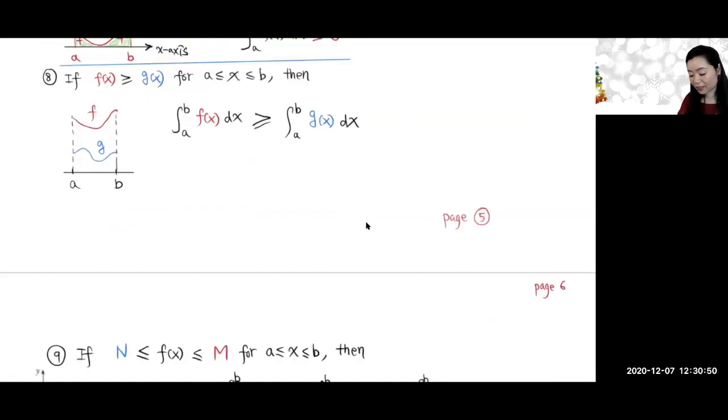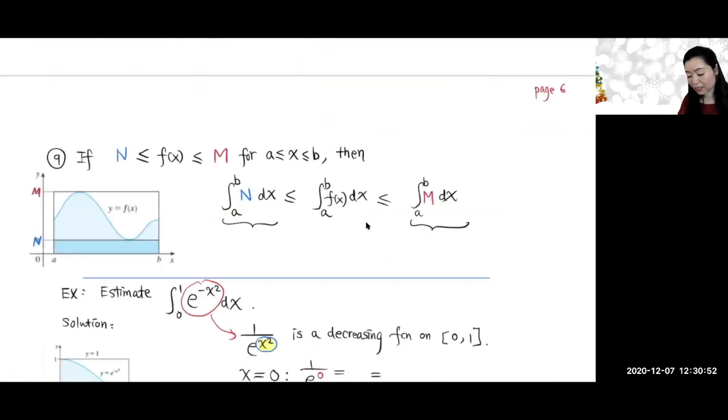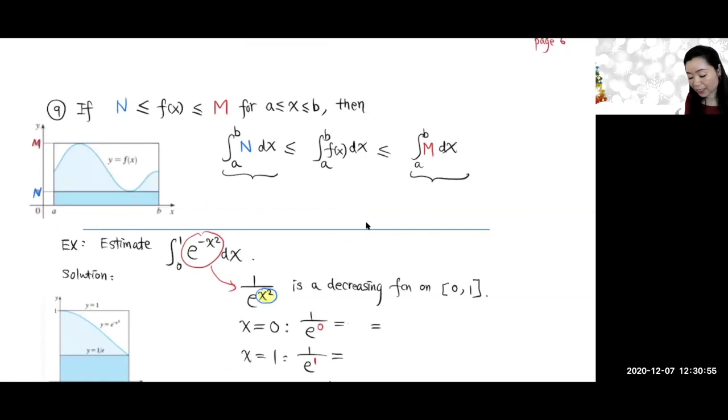Okay, number 9. If this function here is bounded below by capital N and bounded above by capital M, so this is like the floor of this function, and this is the ceiling of this function, then on a to b, the integral of this function f from a to b is going to be above or equal to this integral, and below or equal to this integral, right? So what does this equal to? Can someone tell me? This is a constant. What does this integral equal to?